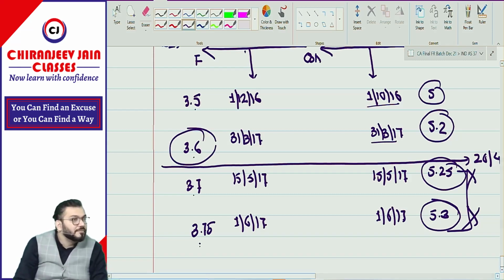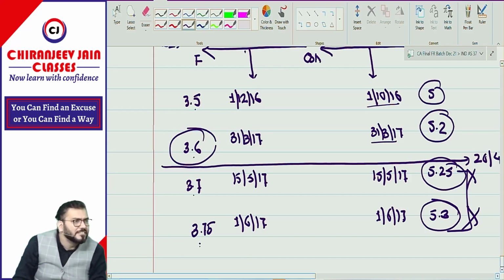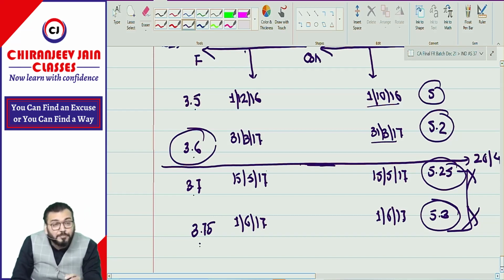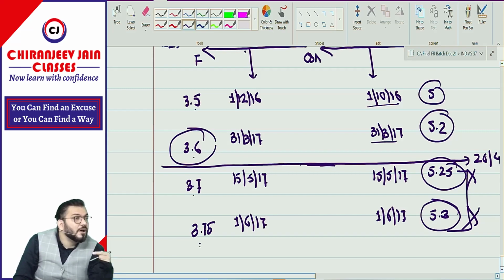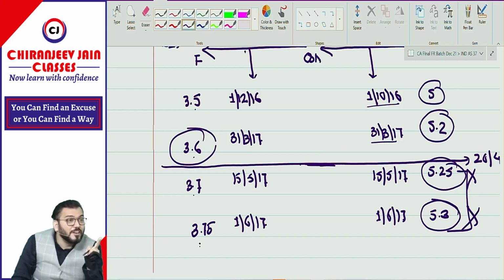What do you think? Should we recognize or not? Whether it is virtually certain? As on this date, whether it is virtually certain, because the case is not decided. Virtually certain means chances are more than 95%. But it is not virtually certain because the case is not yet decided.